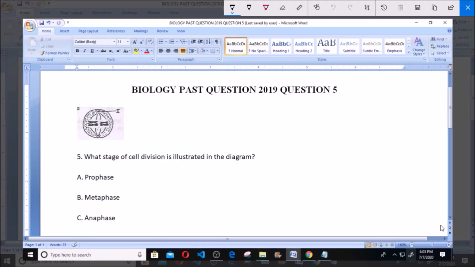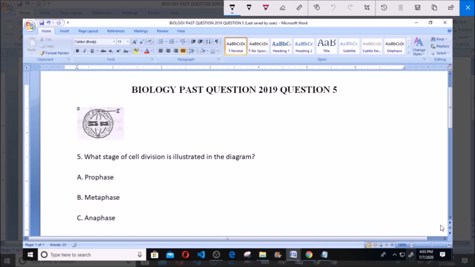Hello, welcome. Today we'll be dealing with biology past question 2019, question 5. What stage of cell division is illustrated in the diagram? A. Prophase, B. Metaphase, C. Anaphase. Now whenever you're given a question like this, the first thing to do is to look for a striking feature that distinguishes all stages of cell division.